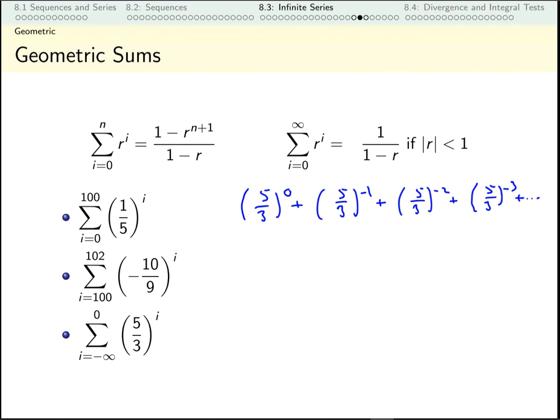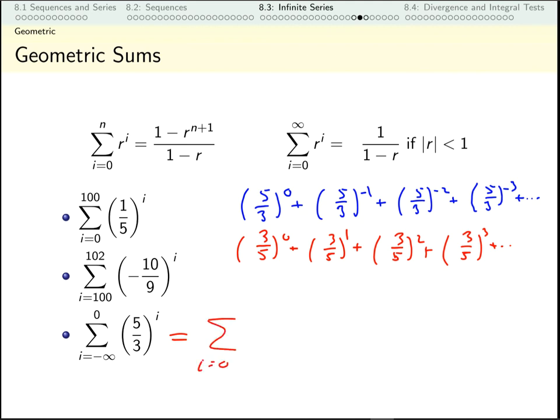Now I'm going to rewrite this. This is the same as 3/5 to the 0, because anything to the 0 is 1. This is the same as 3/5 to the 1. This is the same as 3/5 squared. This is the same as 3/5 cubed, and so on. So I can see that I can rewrite this as the sum going from 0 to infinity of 3/5 to the power i, and now I can immediately plug that into my formula. 3/5 absolute value is less than 1, so this converges, and we get 1 over 1 minus 3/5, or 5/2.